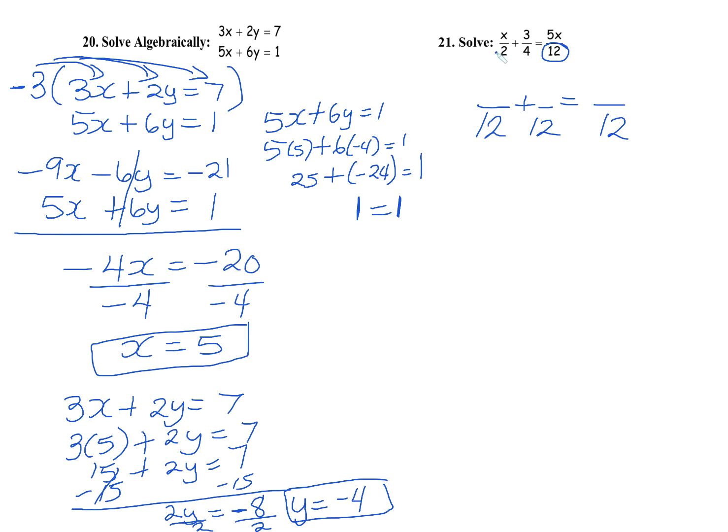Okay, to make this 12, I would have to times by 6. So this would be 6x. To make this 12, I would have to times by 3. So 3 times 3 is 9. And to make this remain 12, I would have to times by 1. So this is 5x. Once your denominators are all the same, you cross them out, and we're just going to work with your numerator, which is 6x plus 9 equals 5x.